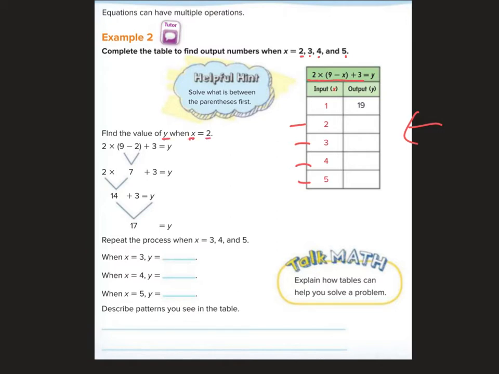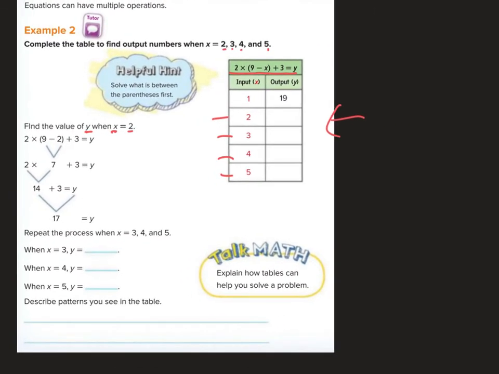So here's our equation. I'm going to scooch all of these guys over here so I can show nice, beautiful work, just like if you were going to show it on your notebook. Write down the equation: 2 times (9 minus x) plus 3 equals y. So you said, well, what if x equals 2? So right below x, I'm going to put a 2. Bring everything down carefully, including the parentheses.